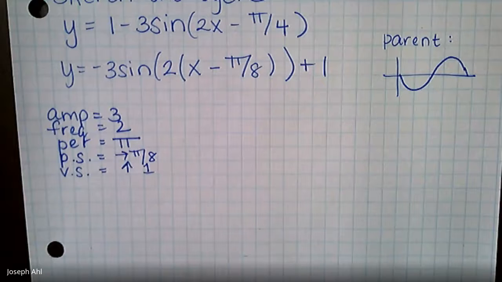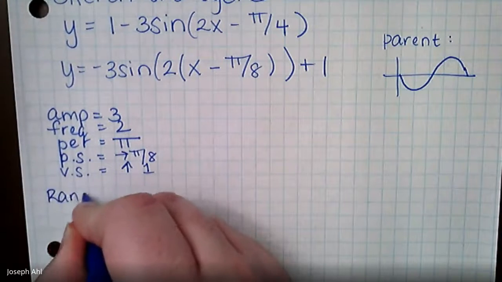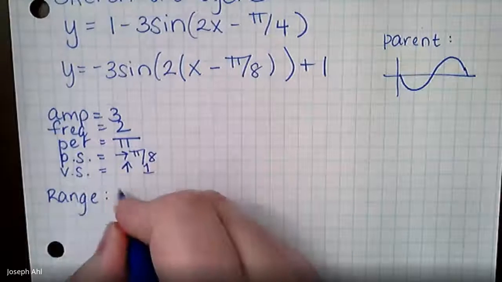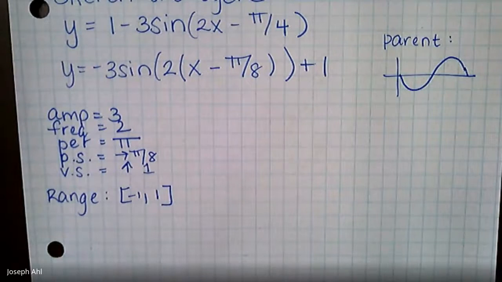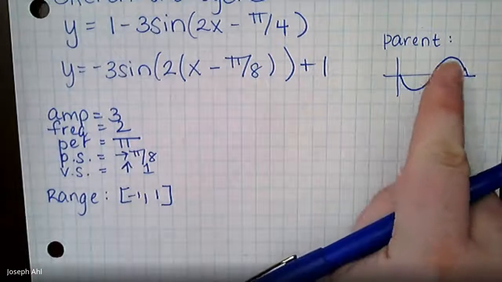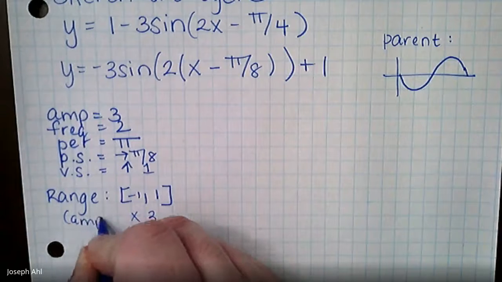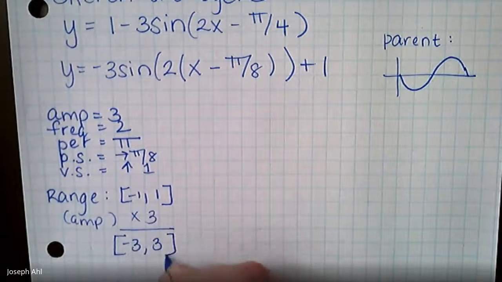But now at this point, there's a couple other things I want to identify, including the range of the graph. And then we'll determine the start point, the end point, and the midpoint. So let's talk about the range first. Remember, for range, you're always going to start with -1 to 1. That's the range for the parent. And then there are two things that affect the range, one of them being the amplitude. So the amplitude is 3. We're going to multiply by that to now get -3 to 3.